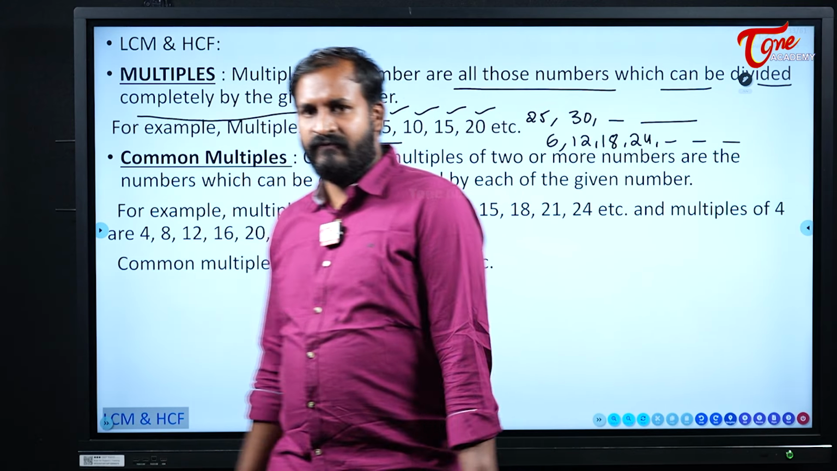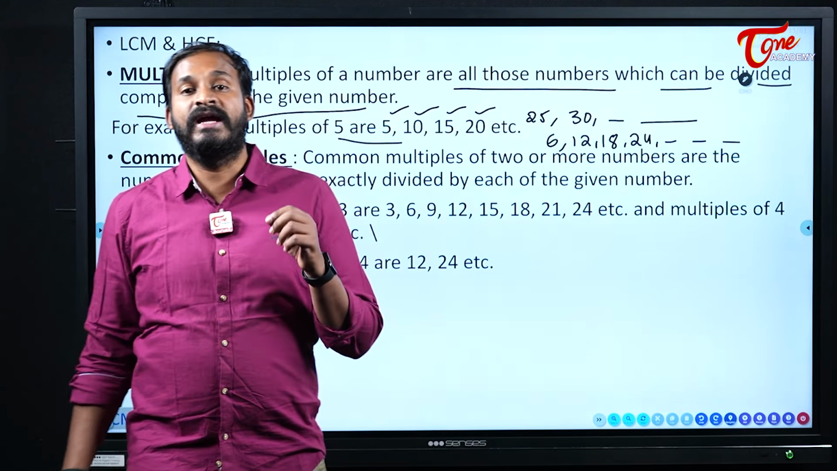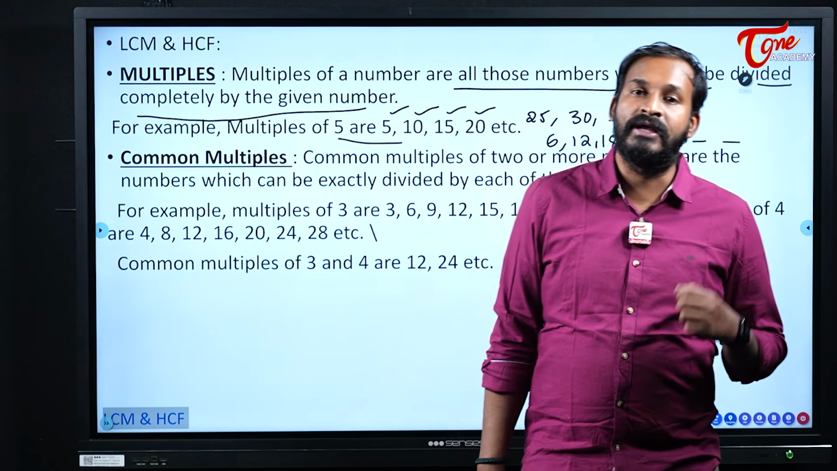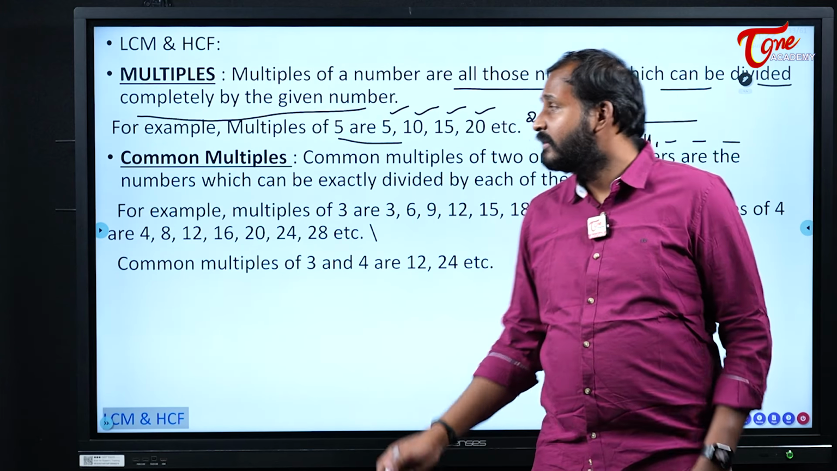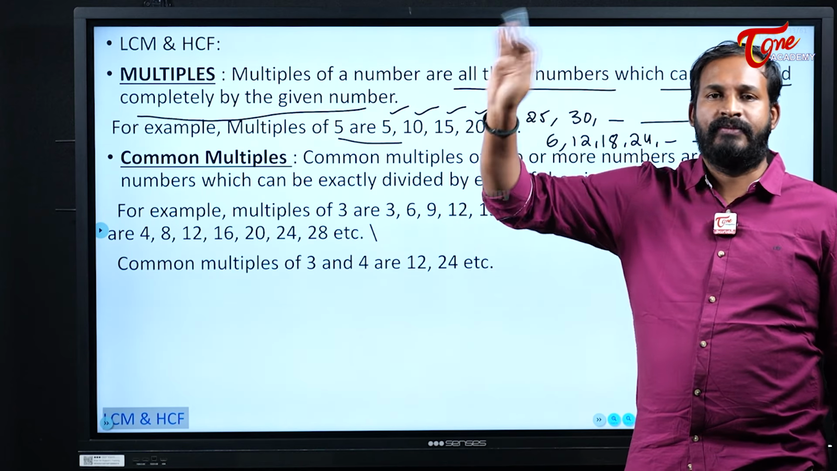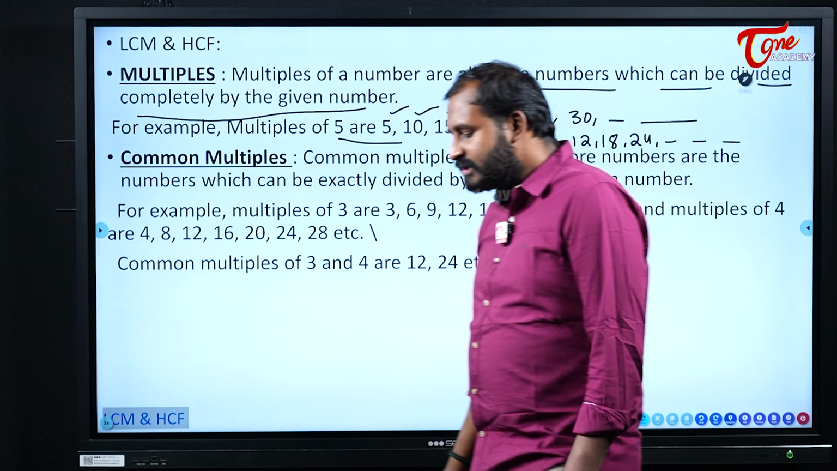For any number we will have infinite multiples. Why? Because there will be no end for the multiples. Now, what is meant by these common multiples?